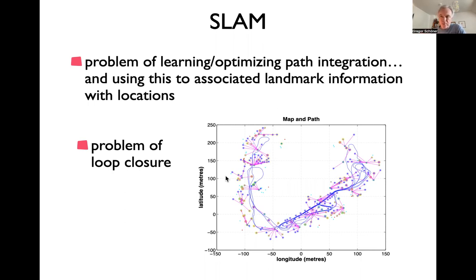So that's the SLAM problem. And animals are supposed to also solve that because they are, of course, building their maps based on running around on their own, right? So they are doing SLAM in some sense. Good.